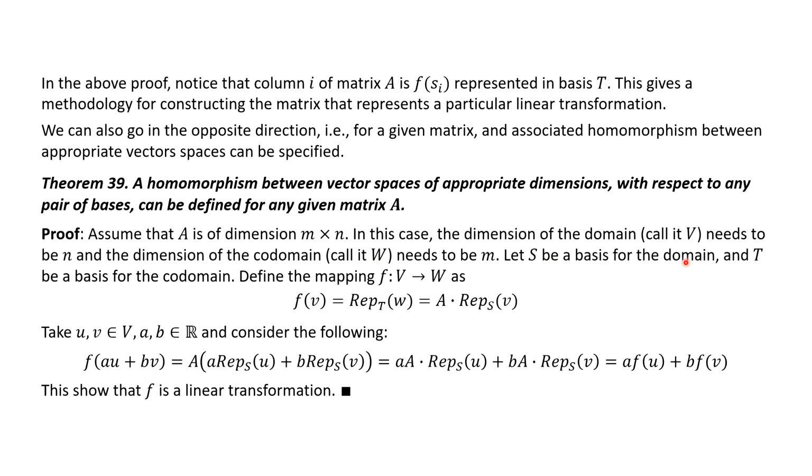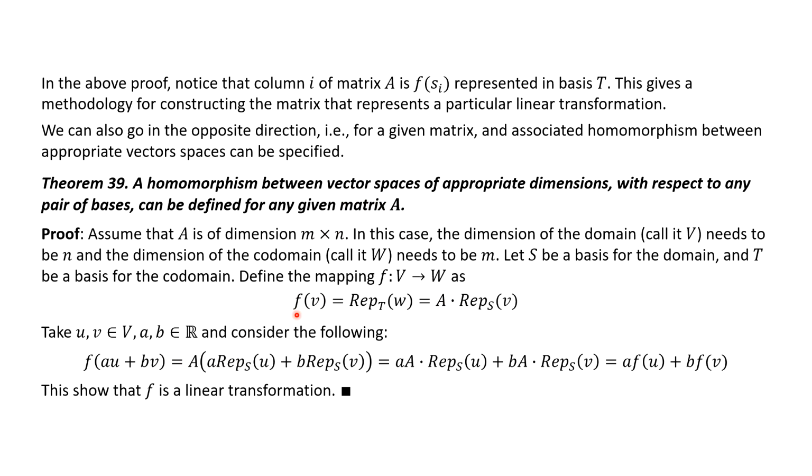Let S be a basis for the domain and T be a basis for the codomain. And then we define the mapping from V to W as f of v for any element in vector space V is given by this matrix product, A times the representation of v with respect to S, and that'll give us a vector in W written with respect to T. And A is just the m by n matrix that we're given.